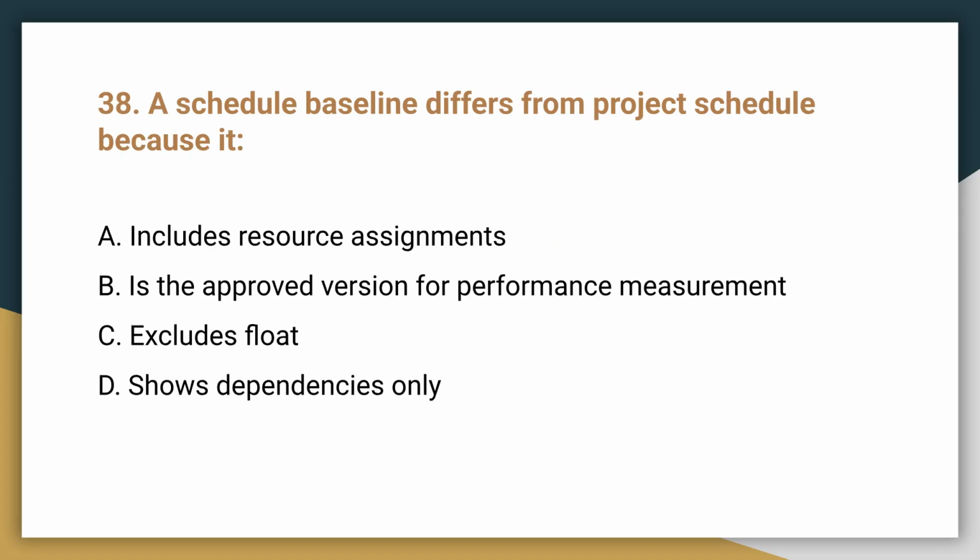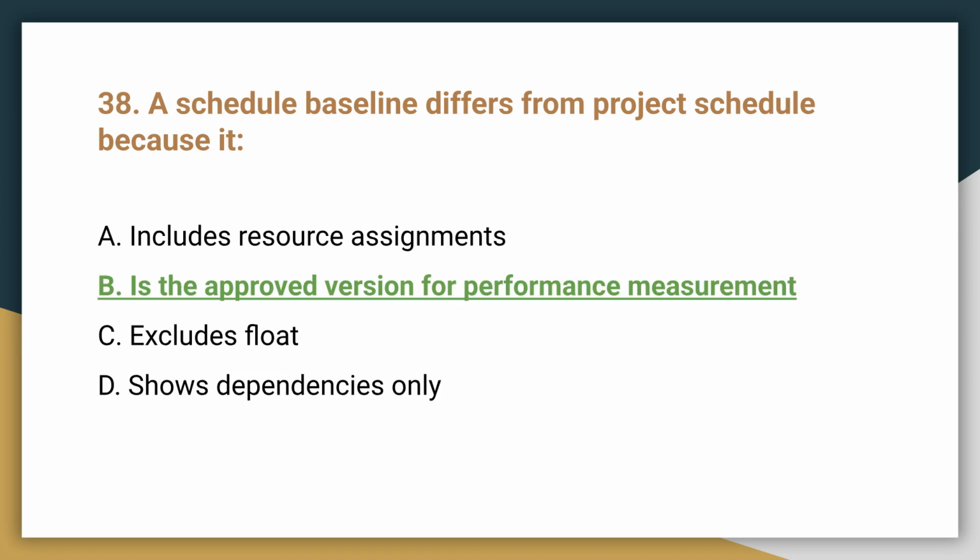Question 38. A schedule baseline differs from the project schedule because it. The answer is B, is the approved version for performance measurement. The baseline is the frozen, accepted schedule used to measure performance.